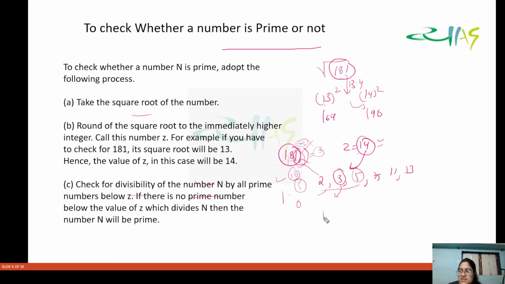Now let's check the divisibility by 7. Okay, so what are you going to get here? 7 twos are 14 and you have 41 here. So we know that this is not divisible by 7 as well. Now let's check with 11. Okay, so what are you going to get? 11 you are going to get once, and then you are going to get 71. So this is definitely not divisible by this.